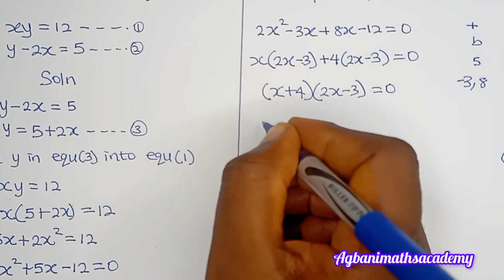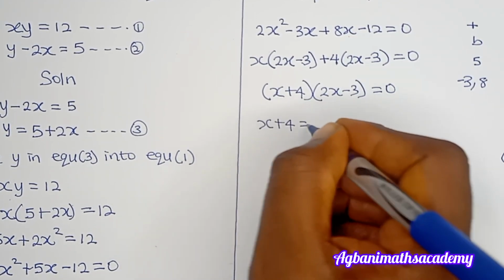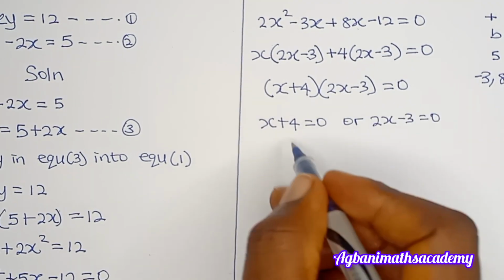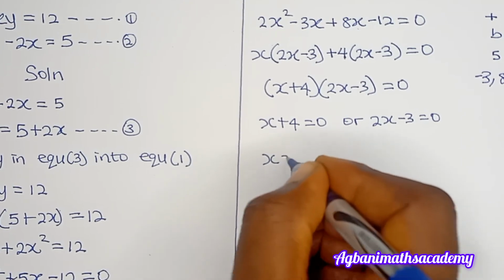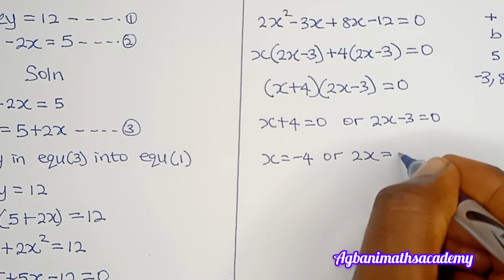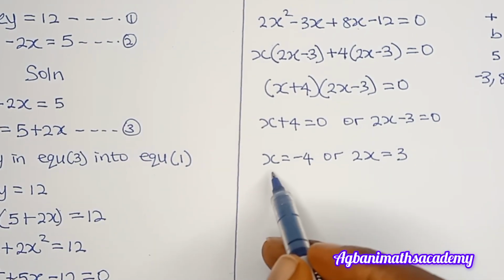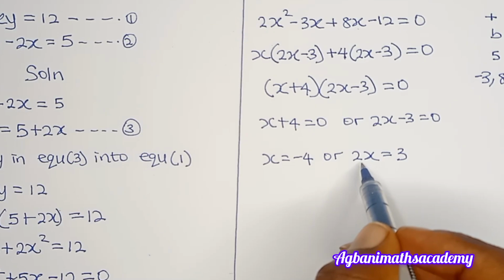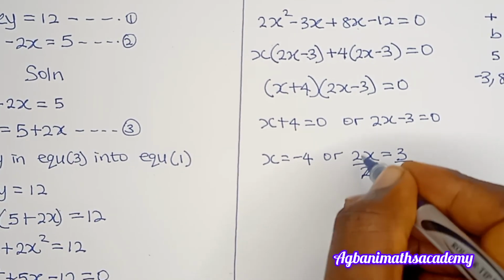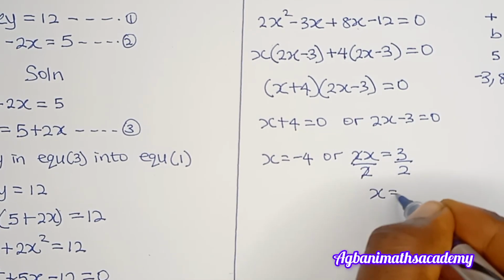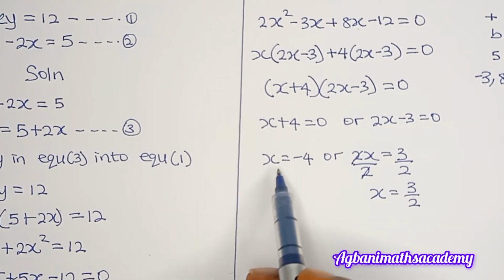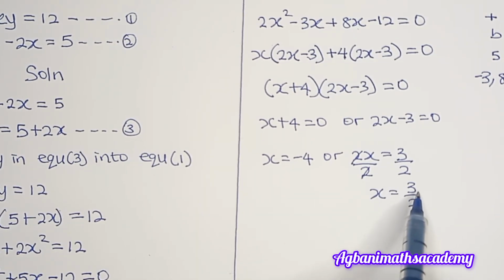So we can have it as x plus 4 is equal to 0, or 2x minus 3 is equal to 0. So moving plus 4 to the right, we have x is equal to minus 4, or 2x is equal to 3. So here we've gotten our final answer as minus 4, but over here we have 2x, so we divide both sides by 2. So 2 cancelling out 2, we have x here is equal to 3 all over 2. So we now have two values of x. X is equal to minus 4, or x is equal to 3 all over 2.